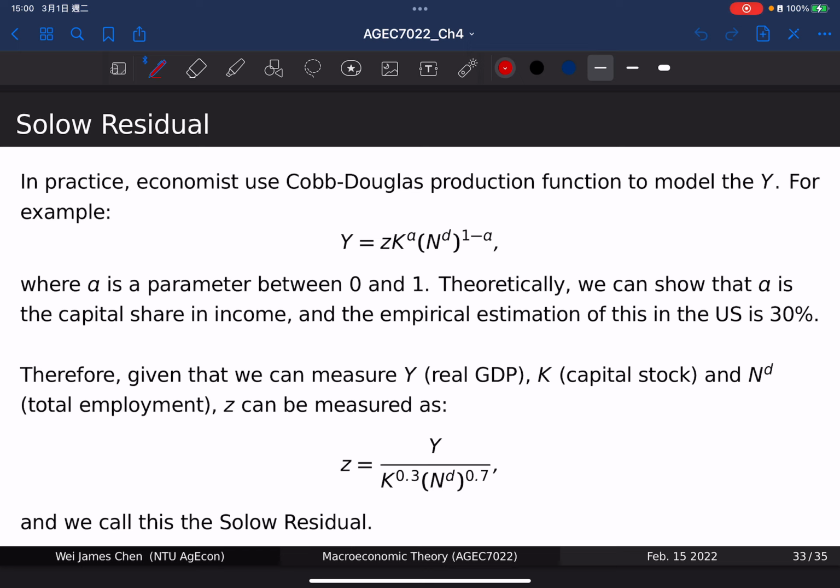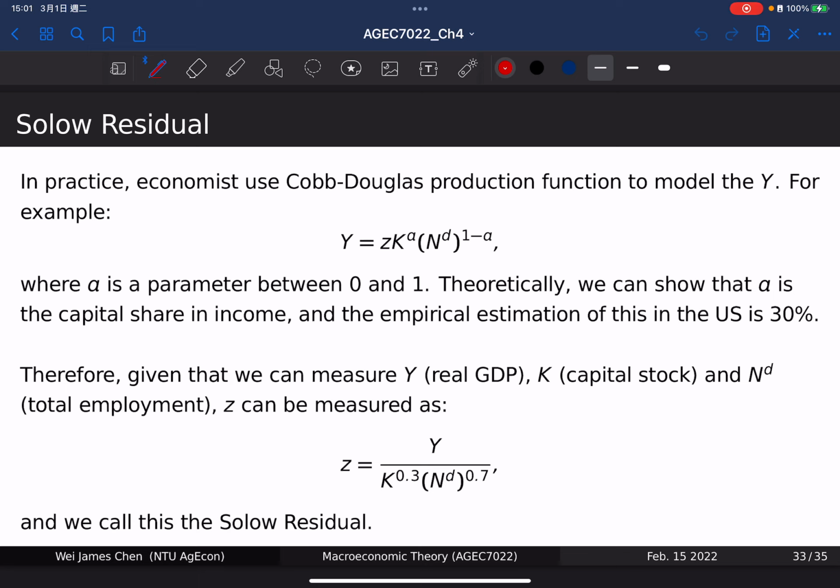Therefore, if Y is real GDP, and we do have K, the amount of total capital stock we have, and ND is total employment, so we have these numbers, and also alpha at least has an estimation. So we can back out the so-called Z, the total factor productivity. So Z is going to be defined as Y divided by K to the power of 0.3 and ND to the power of 0.7. Okay, that's a comma. And we define this thing as the Solow residual.